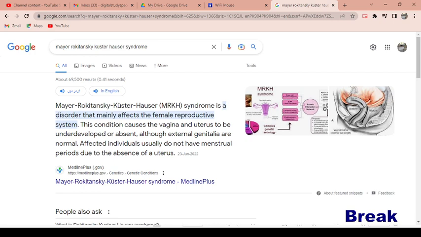Affected individuals usually do not have menstrual periods due to the absence of the uterus. During the menstrual cycle, it is the shedding of the uterus lining that causes the blood to come out of the vagina, and if there is no uterus, there will be no menstrual cycle. Although the secondary sexual characteristics will be just fine because they are dictated by the ovaries, which are present in these females. So let's come back to our PDF.